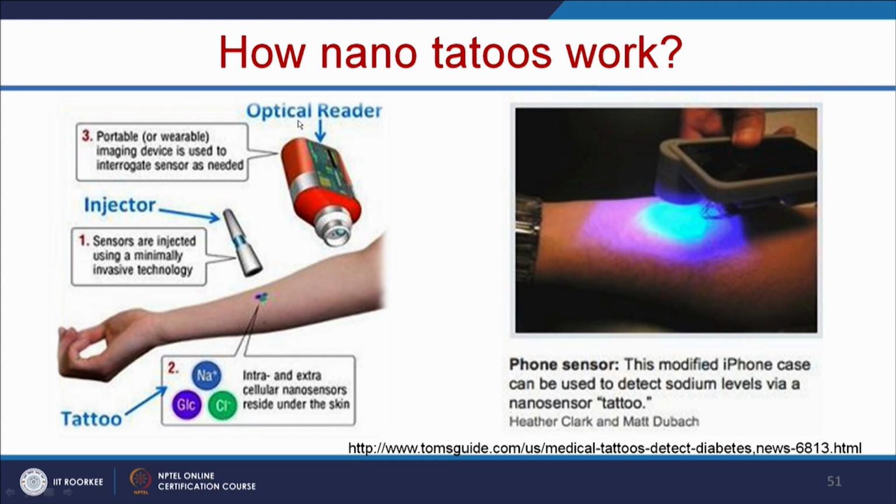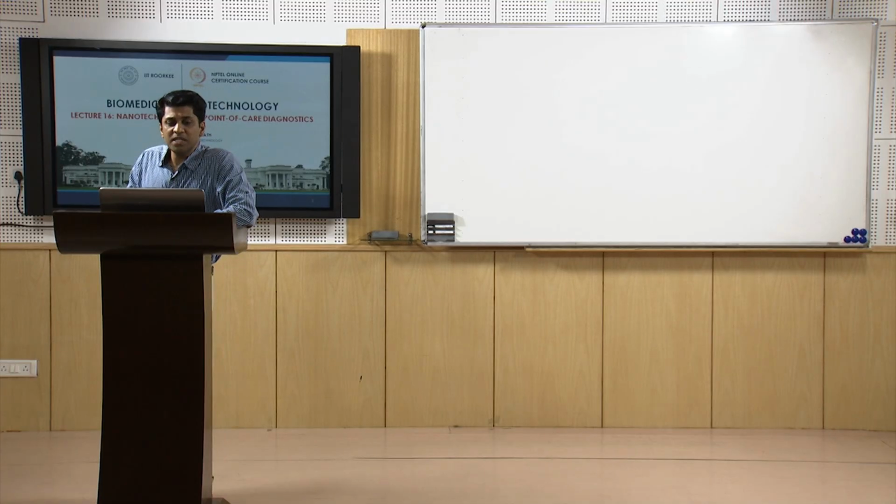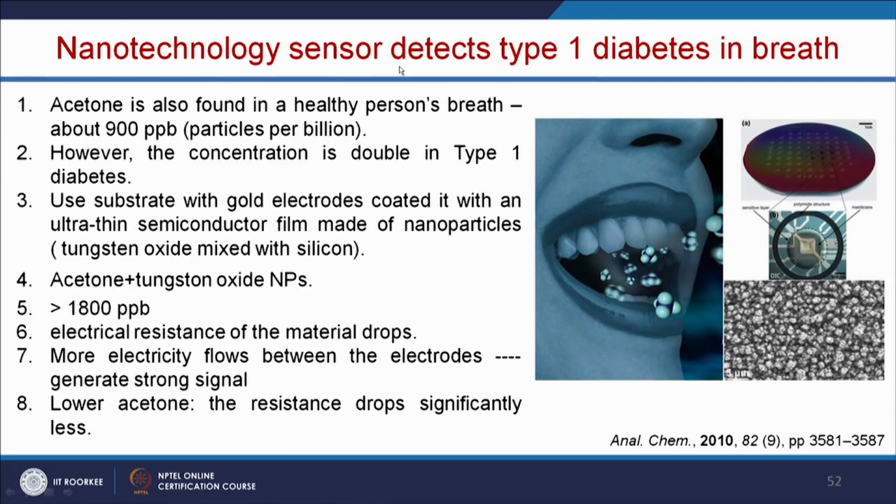And we can have a portable optical reader. For example, we can use a modified iPhone case, which can be used to detect the sodium levels through these nano sensor tattoos.